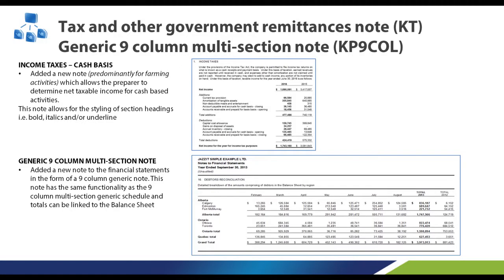Tax and other government remittances note, generic 9-column multi-section note. We have introduced a new note called Income Taxes Cash Basis, which is predominantly for preparers who want to determine net taxable income for cash-based activities such as farming. We have also introduced a generic 9-column multi-section note, which functions similarly to our generic 9-column multi-section schedules.